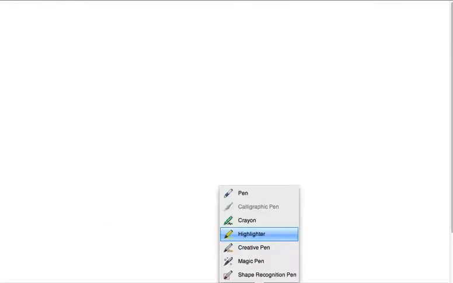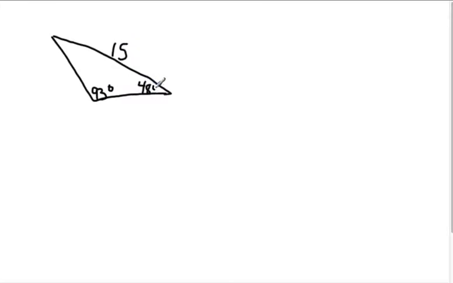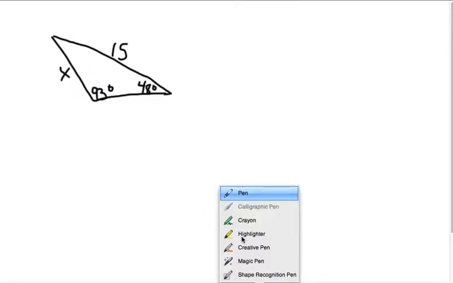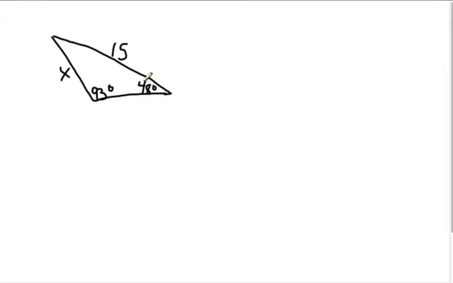Okay, so we're going to start off with a triangle where we're just given some information, but we're not given all the information. We know that this is not a right triangle. So we're going to say this angle is 93 degrees, this length is 15, and this is 48 degrees. And we're asked to find x over here. If we start off matching up what goes with what, the 48 is going to go with x, and 93 is going to work with the 15 right here.